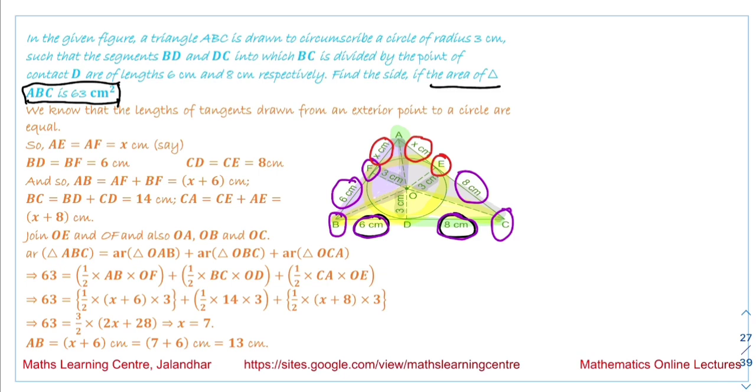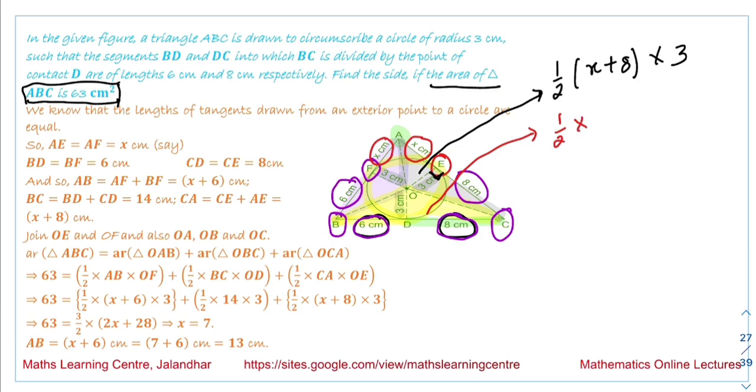Third, we are talking about this triangle over here, ABO. We calculate the area of these 3 triangles separately. So the area of this triangle, it is half, base is x plus 8 and height is 3, because this will be perpendicular over here. The area of the second triangle will be half, base is 14 and height is 3, because this is perpendicular over here. This is the radius, this is the tangent.